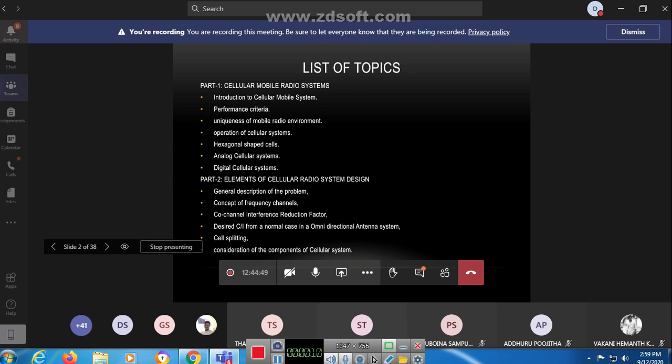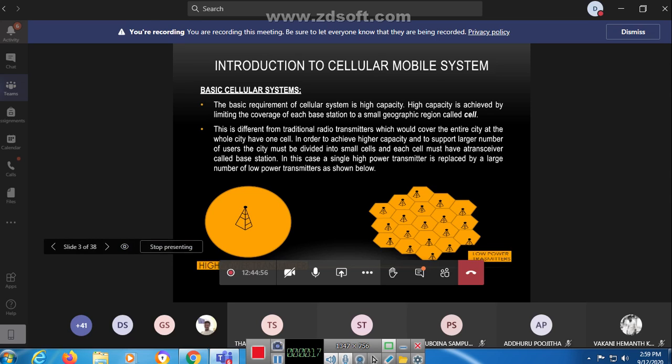The cellular mobile radio system, introduction to the cellular mobile system. So there we know about what is the cell, that is having the hexagonal shape. Why can we prefer the hexagonal shape? Because it covers the total coverage area. That's why we give the preference to the hexagonal shape for a cell. Why don't we go for a circle, rectangular or square shape? Because they don't cover some minor areas. Majorly it covers in the hexagonal shape only.